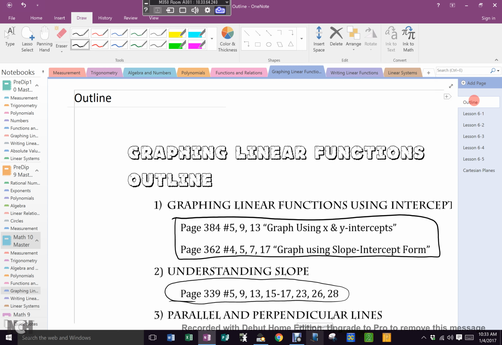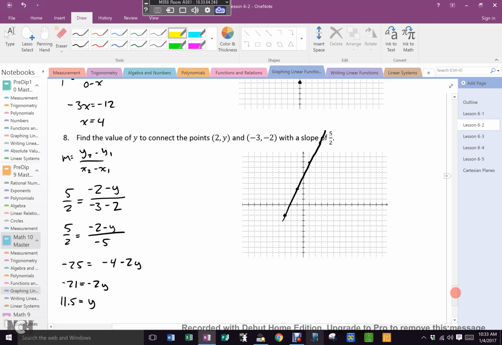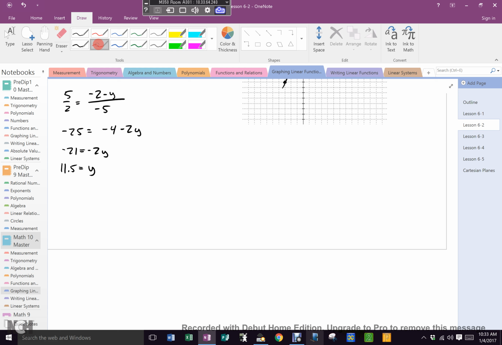So you need to be working on that page, 339. Okay? And like I say, the key to this is remembering m equals rise over run, and it also equals y2 minus y1 over x2 minus x1. And I remember m lives in that equation. If y is by itself, you automatically have a slope.